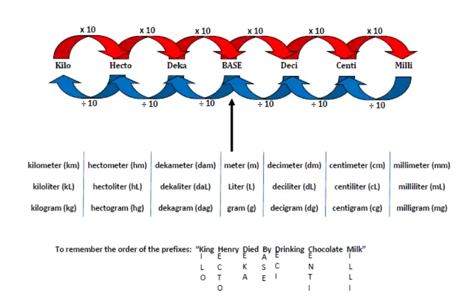So we have kilo as our first prefix here, hecto, deca, our base, which varies based on whether we're measuring length or weight or volume. The base unit for length is a meter. The base unit for weight is a gram. And the base unit for volume is a liter.